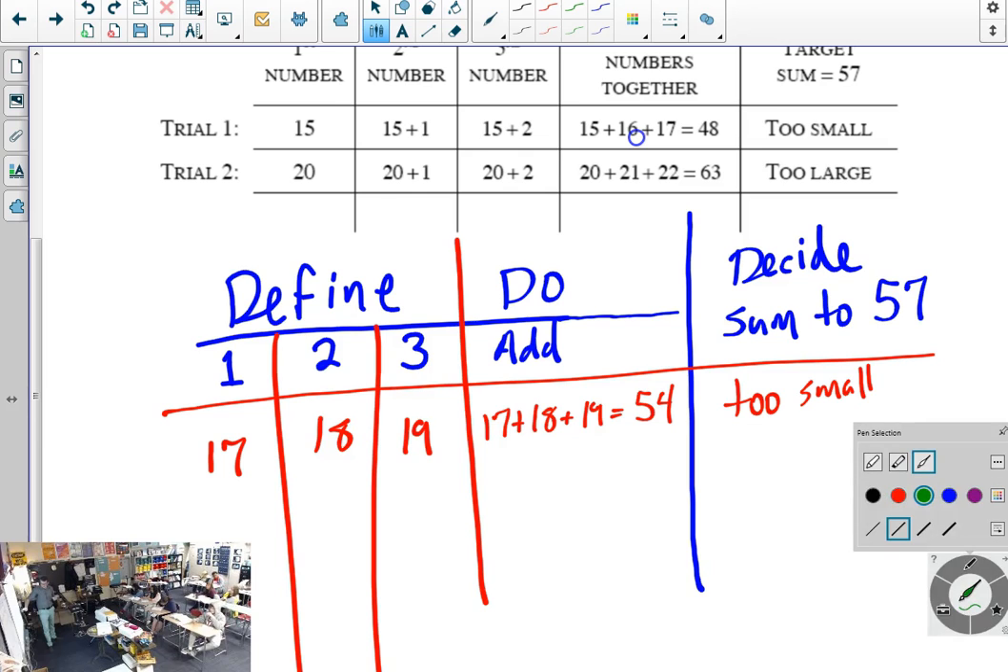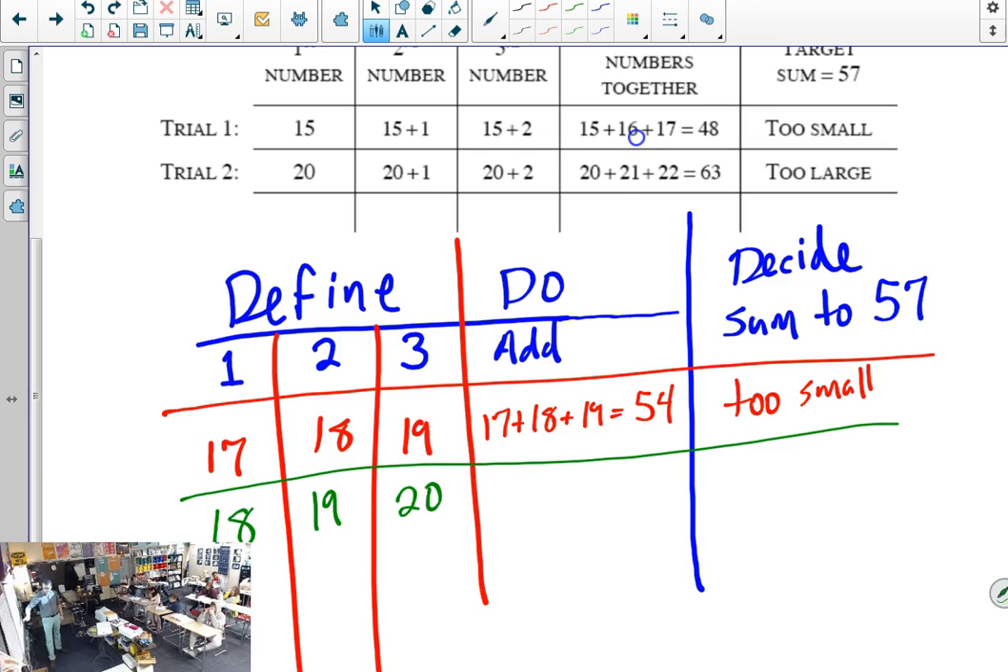Yeah, so let's just keep stepping up. Let's try 18 for my first number. So if 18 is my first number, what's my next one? What's my next one? We add those up. What does that give us? 57. Is that what we wanted? Yep.